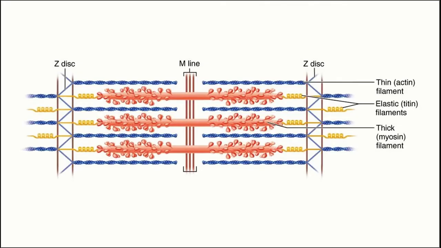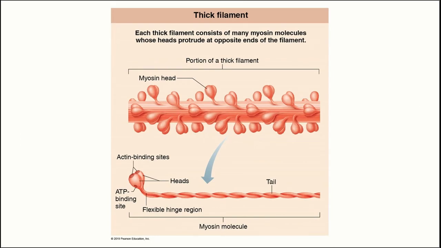The thin myofilaments are anchored to the Z-discs on either side of the sarcomere. So we see the thin myofilament here, secured to the Z-disc, and the remainder of the thin myofilament extends away from the Z-disc towards the center of the sarcomere. So we see these thin myofilaments anchored to the Z-discs and extending inward towards the center of our sarcomere. So let's take a look at the thick myofilament now.